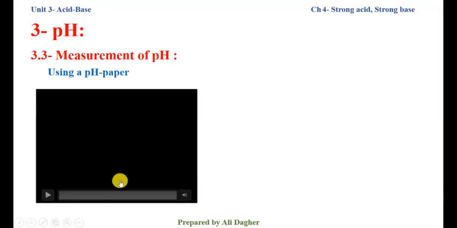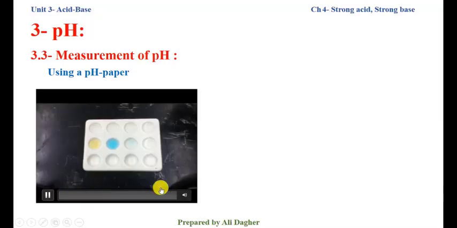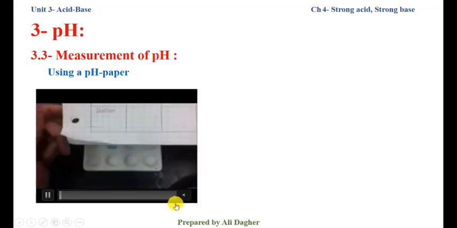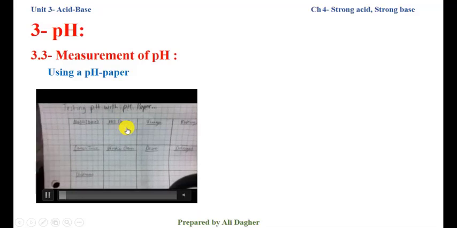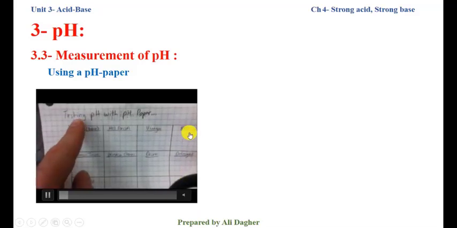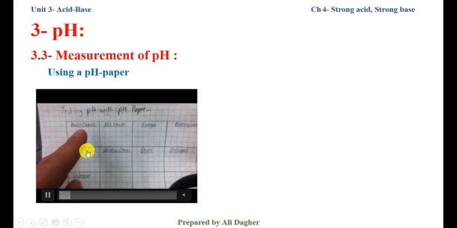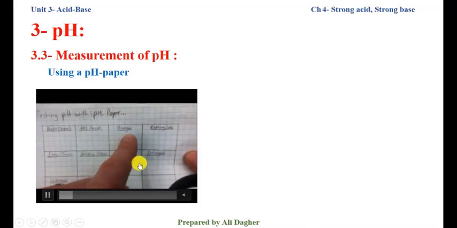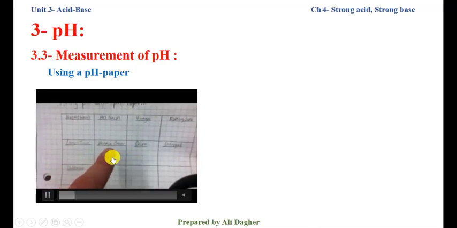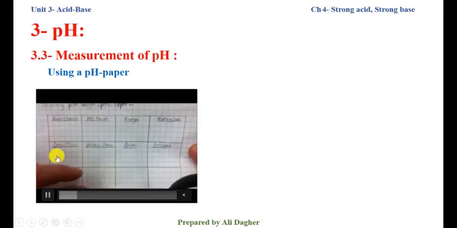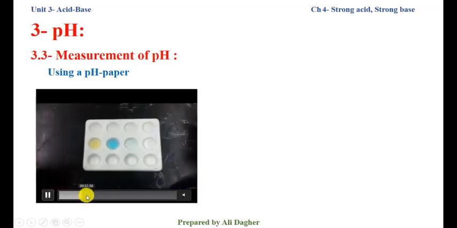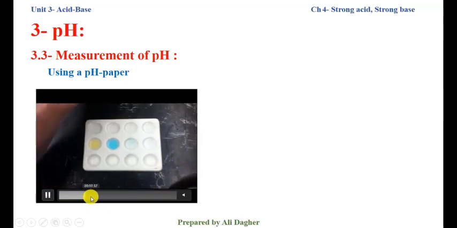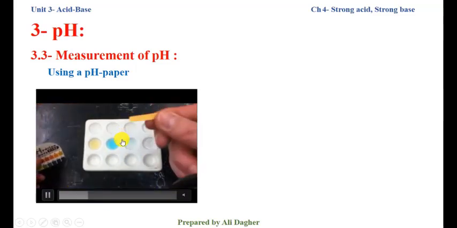Now using a pH paper, this video shows the use of pH paper to measure the pH. We have sodium hydroxide solution, hydrochloric acid solution, vinegar, juice, lemon juice, Drano, and detergent, different solutions. These are the solutions, and this is the pH paper.